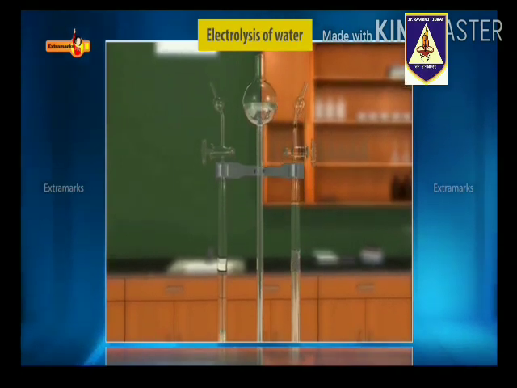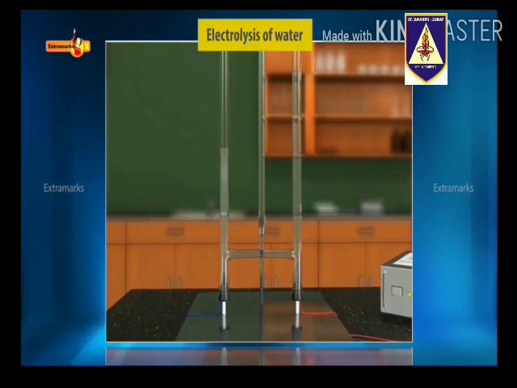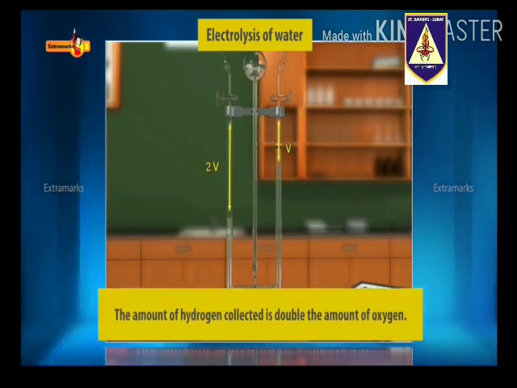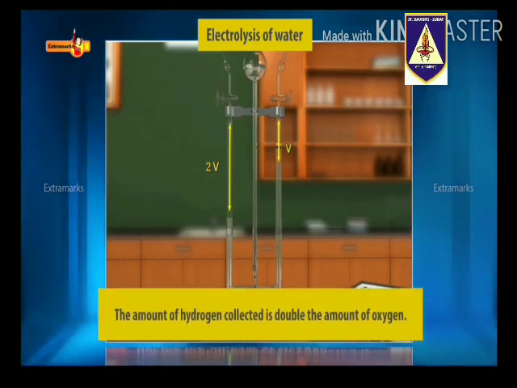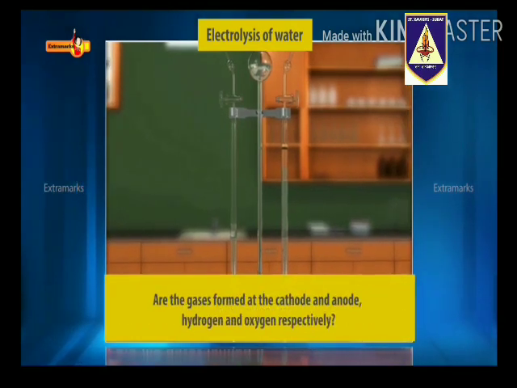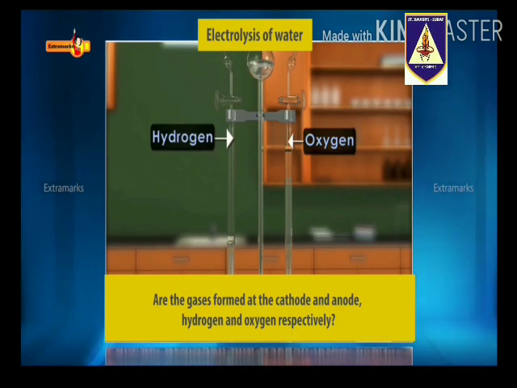Now, observe the volume of the gases released at the two electrodes. You will notice that the volume of the hydrogen gas released at the cathode is double the volume of the oxygen gas formed at the anode. However, how will we confirm that the gas released at the cathode is hydrogen gas and the gas released at the anode is oxygen gas?